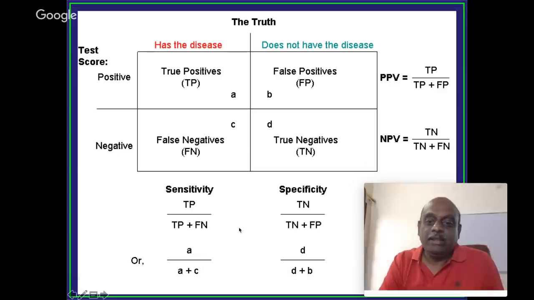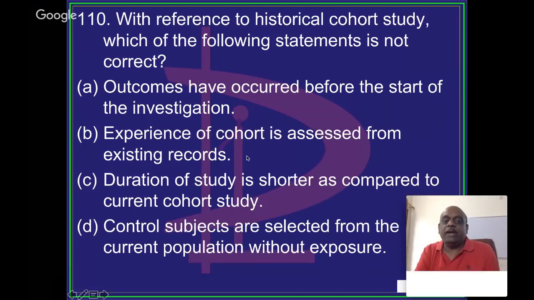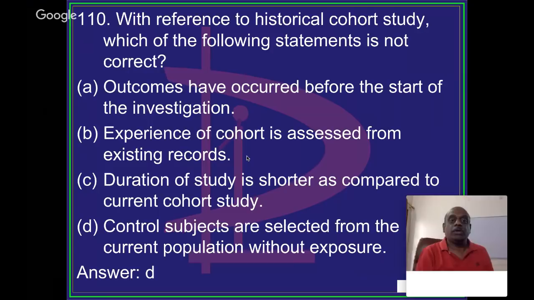Yes. Now, let's go to the next question. Historical cohort study mein kya hota hai? History mein already outcome is over. So, outcomes already occurred. Existing records dekke hum experience of cohort ko assess karte hain. Duration of the study is shorter because already jo hona hai ho gaya. Shaadi bhi ho gaya, silver jubilee bhi khatam ho gaya aur aap piche dekke you are looking back on life. That is historical cohort study. Ab bhi shaadi hua aur aage 25 saal jana hai, that is the prospective cohort. Then that is all the two statements.